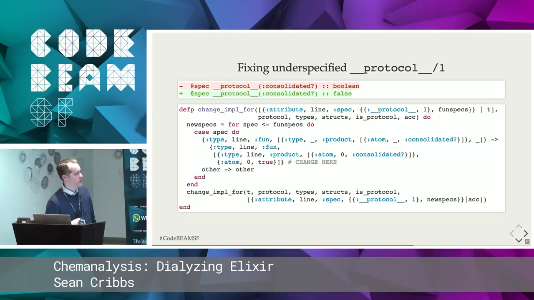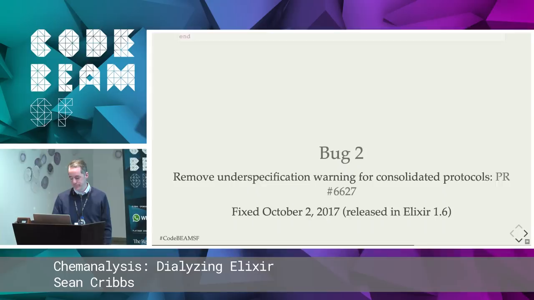It rewrites that. Now, in retrospect, it probably would have been better to just remove the specs entirely and let Dialyzer infer them. But if I recall correctly, the core team wasn't really amenable to that idea. Nobody really wanted that. They wanted the documentation or something. Okay, on to bug number two.